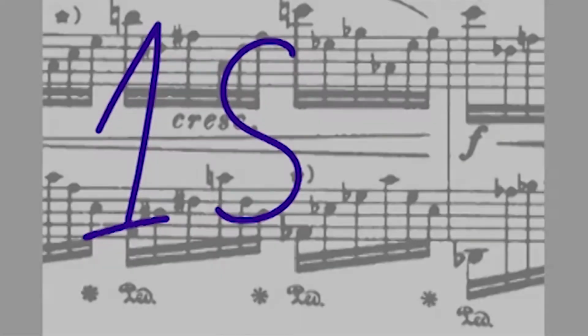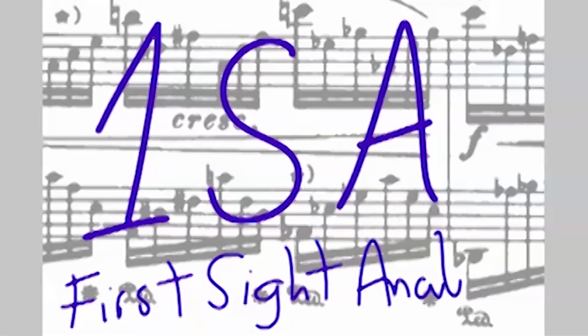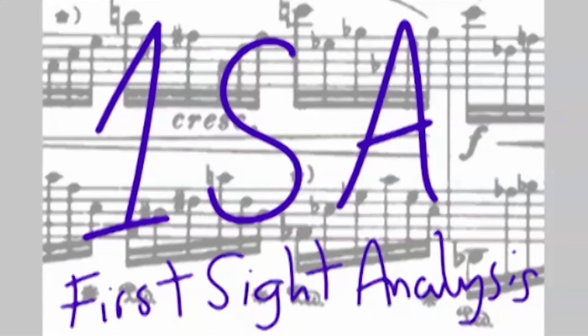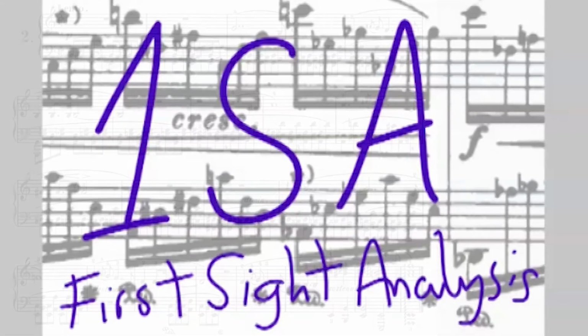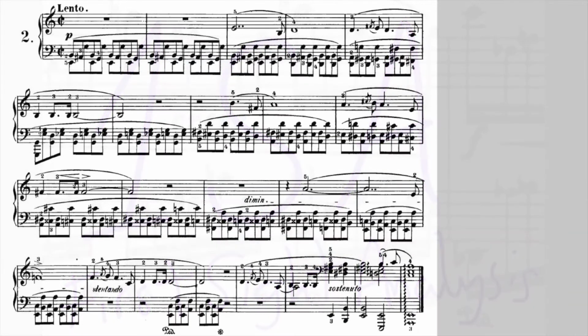Hi everyone, welcome back to 1SA, First Sight Analysis, today with a piece that I was reminded of when we were looking into Mozart's Dissonant Quartet. If you didn't see that video, what we found was that the quartet, even though it sounds so harsh and dissonant and seemingly atonal, is actually built on a fairly standard and straightforward harmonic structure. And as I remember, the piece today, which is Chopin's Prelude in A minor, is similar in that respect.